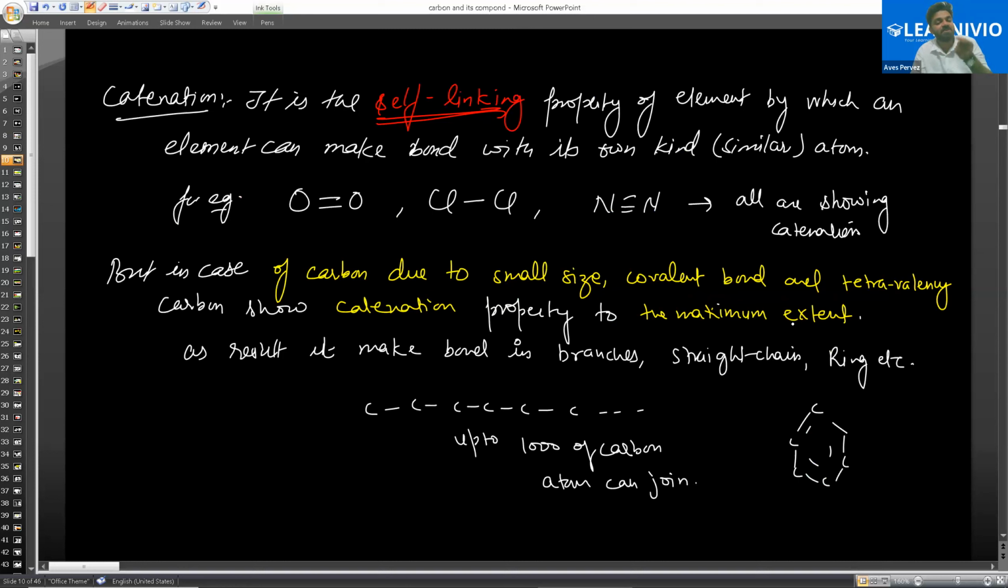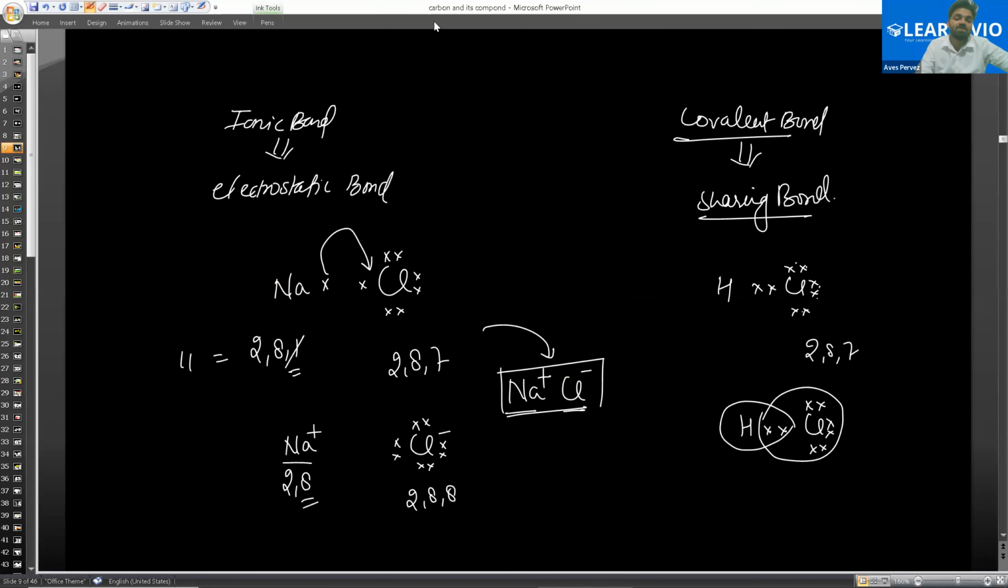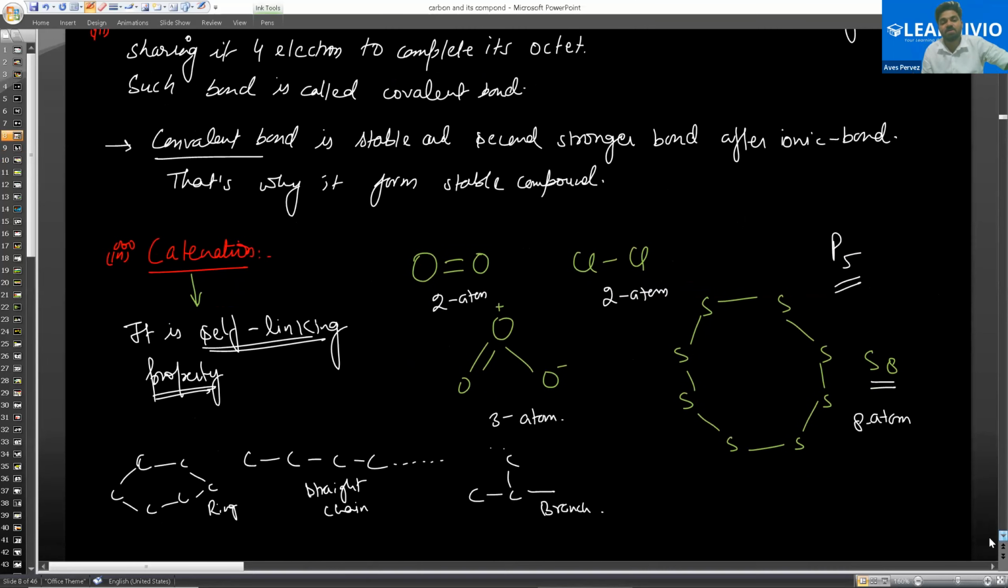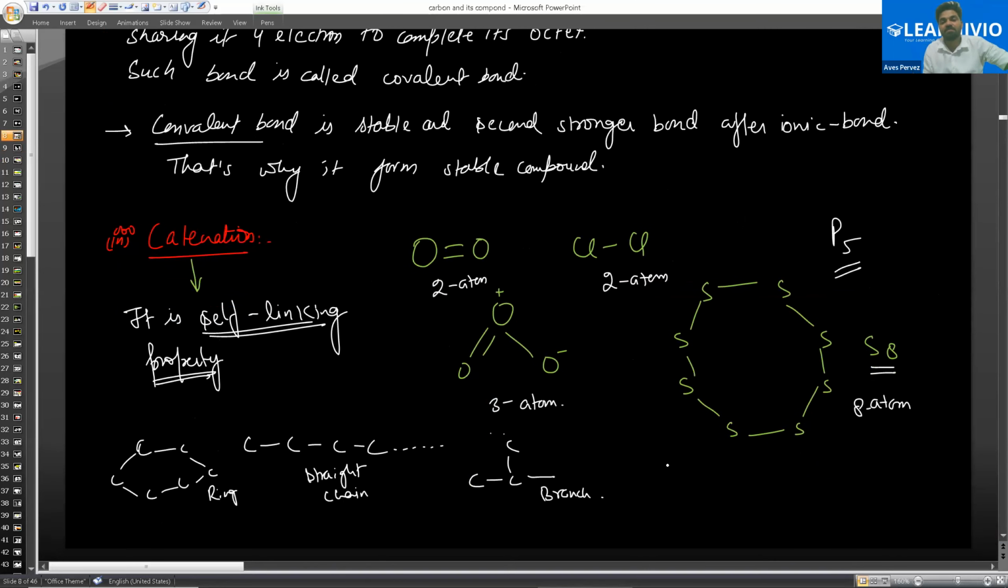That is the first element, which is small in size and has high effective nuclear force, and it is tetravalent and makes covalent bonds. As a result, it can make bonds in rings and straight chains, and it shows the catenation property to the maximum extent. So start writing from here so that you can understand catenation, and make the example so that you can understand all this. Write this rough work, and then we shall start writing the definitions.